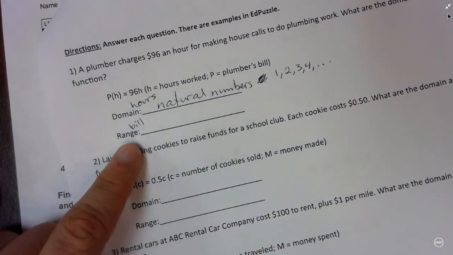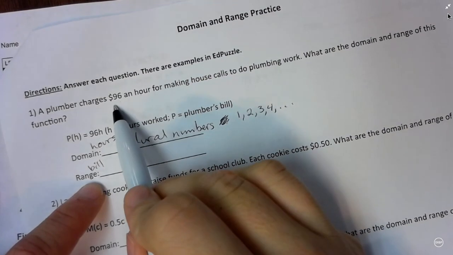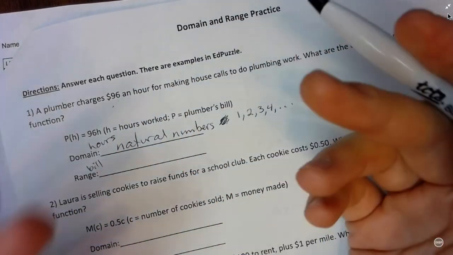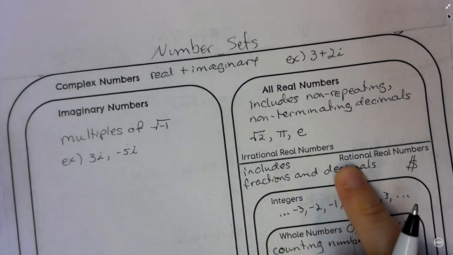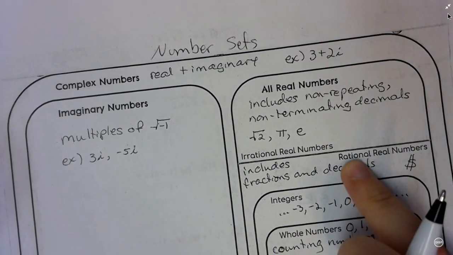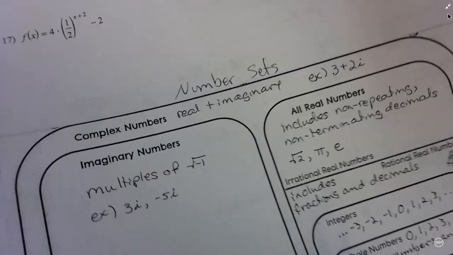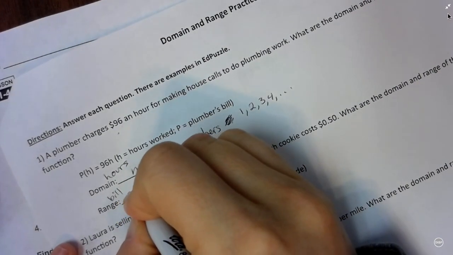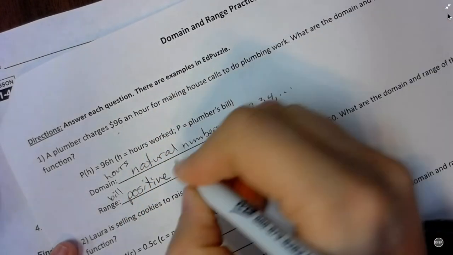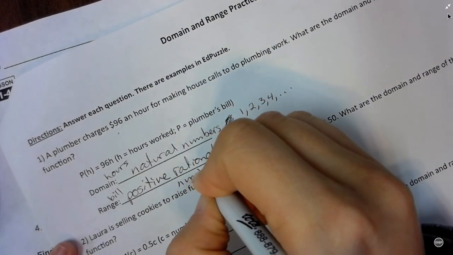And then the bill, so the bill is going to be in dollars. Now it's $96 an hour, but it's probably plus tax or something like that. So money is going to be a rational real number, and you can just say rational number. But more than that, positive rational numbers, because you're not going to have a negative plumber bill. We wish we did, but we don't. So positive rational numbers.